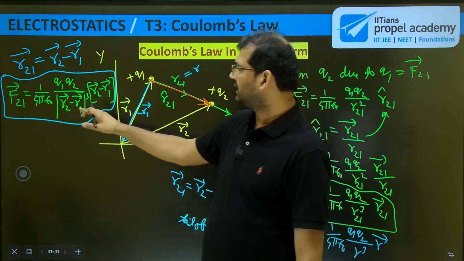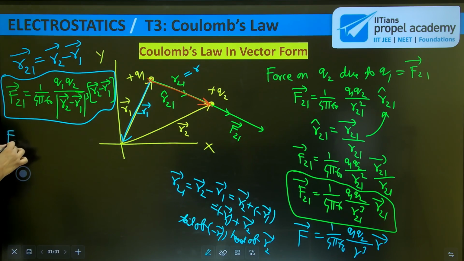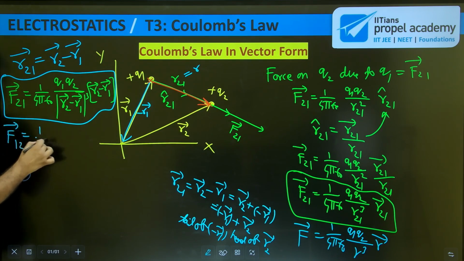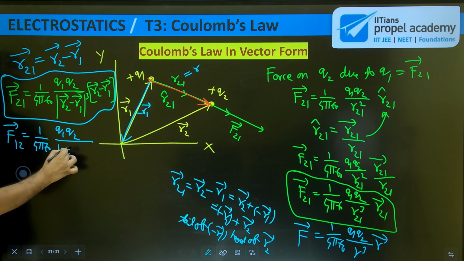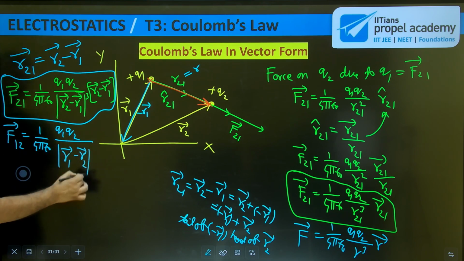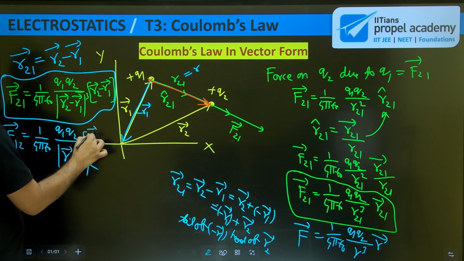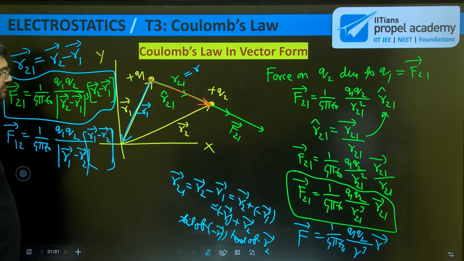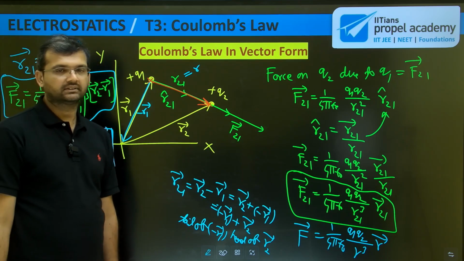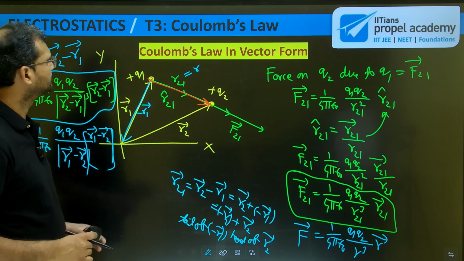So that is the force on 2 because of 1. If you do the reverse, F12 bar, it's the same but in the opposite direction. So Q1, Q2 will be the same, the magnitude of R1 bar minus R2 bar, followed by, instead of R2 minus R1, you have R1 minus R2. Nothing more than that, that's it. So this is the vector form of Coulomb's law.